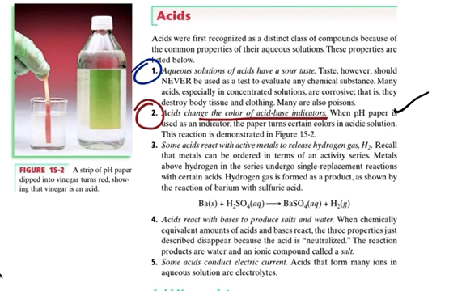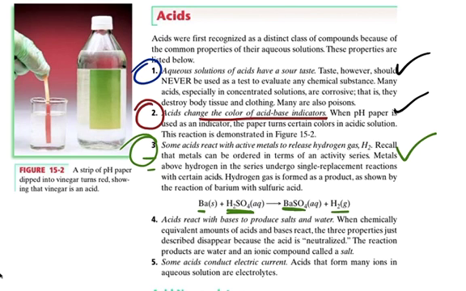Okay, so we talked about indicators. We talked about tasting acids. And you do taste acids, actually. Whenever you taste things that are lemons or fruit that are really strong, you can taste their sourness. Okay, number 3. Some acids react with active metals to release hydrogen gas. So we've seen these reactions before. Notice, here's an example, barium with sulfuric acid, making barium sulfate, which is a salt, and hydrogen bubbles.